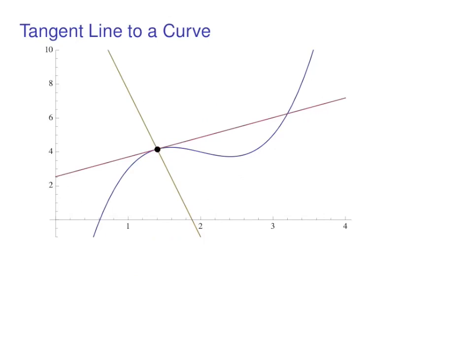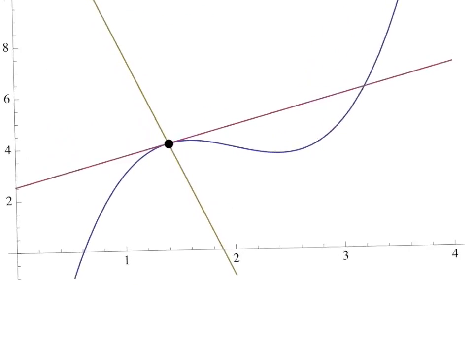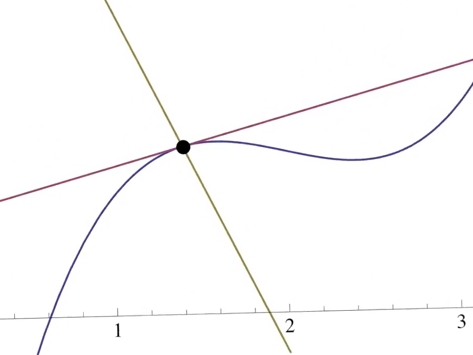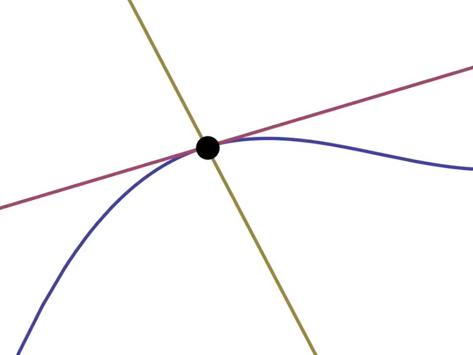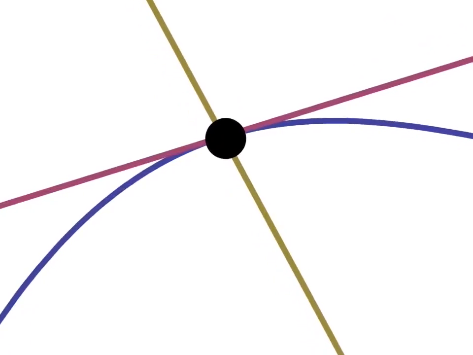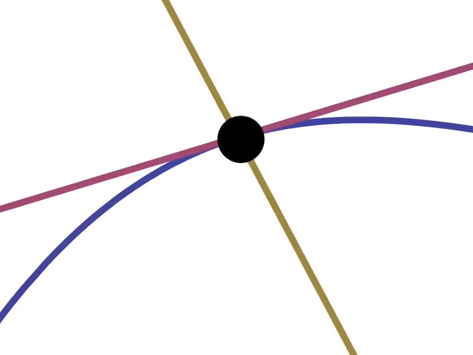So what does make a tangent line? A tangent line is a line which just rests on the curve. It doesn't go through it. All right. If we were to zoom in, what we'd see is the more and more we zoom in, the better and better the agreement between the tangent line and the curve.